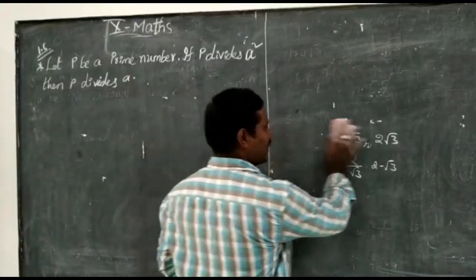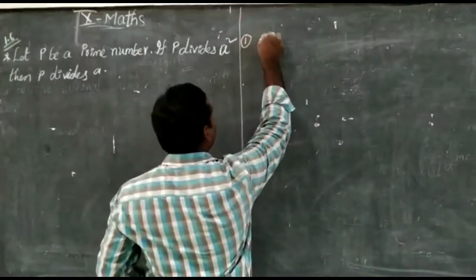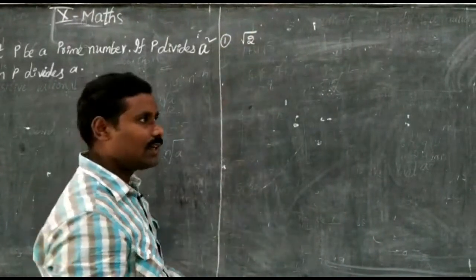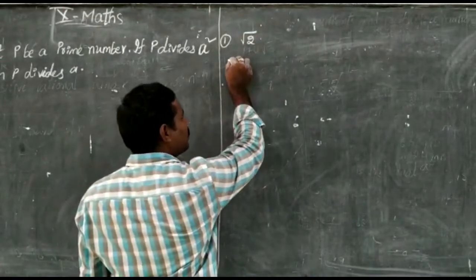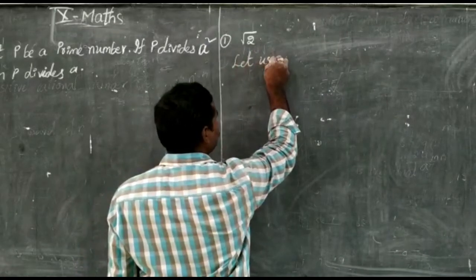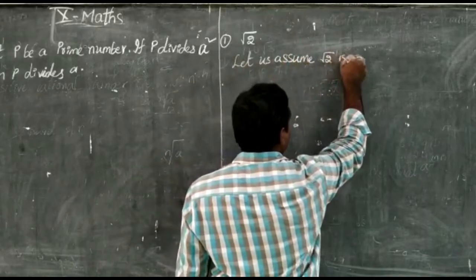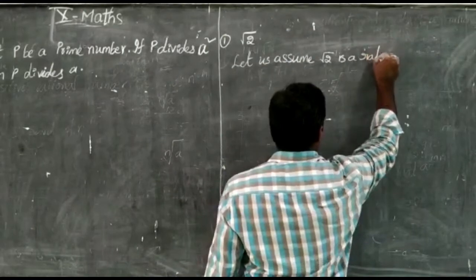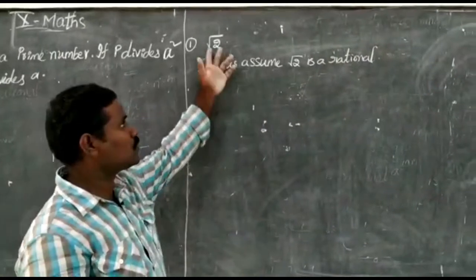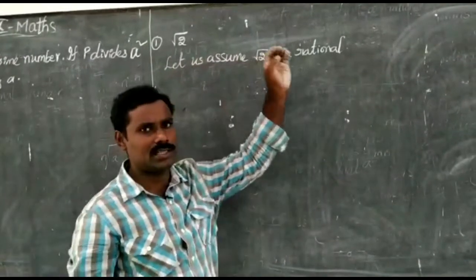Now, I will explain how to prove root 2 is an irrational number. Prove that root 2 is irrational. I will go by the contradiction method. By the contradiction method, let us assume root 2 is a rational number. The question is root 2 is irrational, but now I am going by contradiction, so let us assume root 2 is rational.